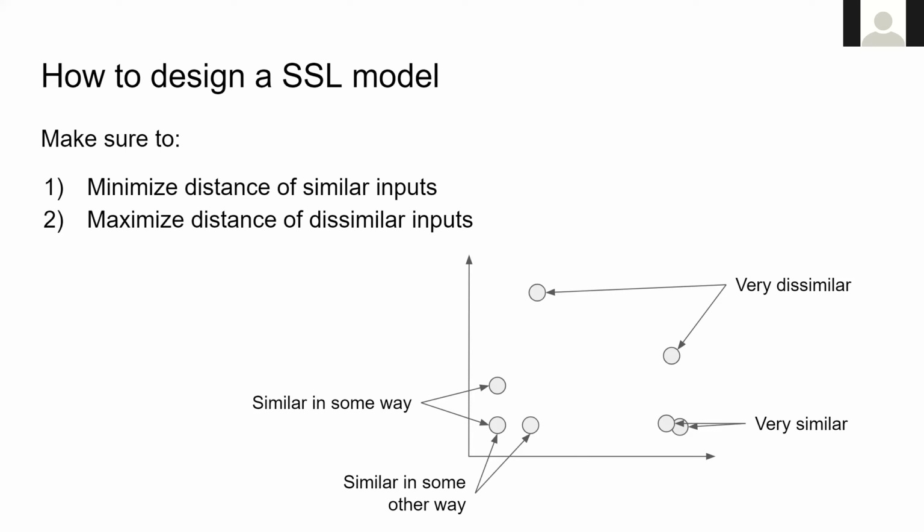But then one question that might arise here is why do we need to do both of these things? Why can't we just say, look, we minimize the distance between similar inputs. So if these three inputs are similar to each other, they will move towards each other in the embedding space. And if these two are similar to each other, they will move next to each other, and of course a gap will form between them. So why do we also need the second step, maximizing the distance of dissimilar inputs?